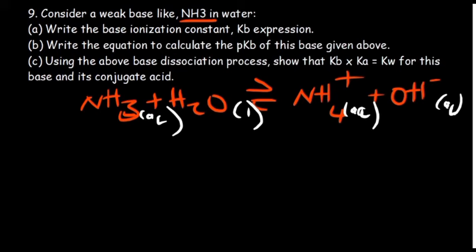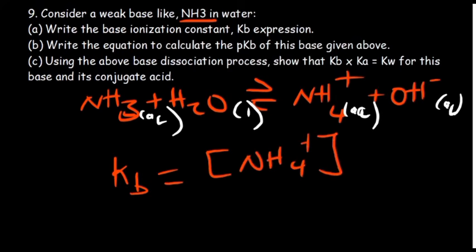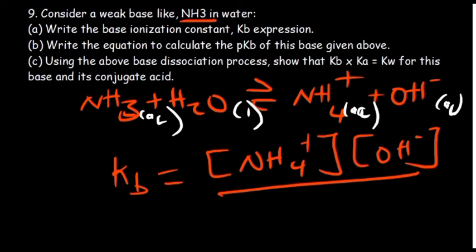Okay, so write the base ionization constant. So our value of Kb in this case is going to be dependent on NH4 plus, the ammonium, multiplied by the hydroxide, divided by what? Divided by the NH3. So water doesn't appear because it's in liquid state. We only show what is in aqueous and gaseous state. So that is our expression.